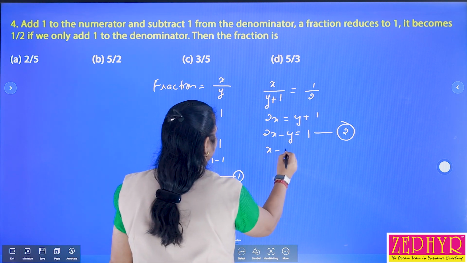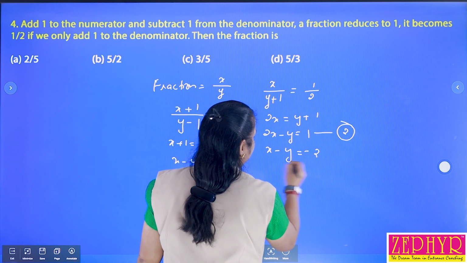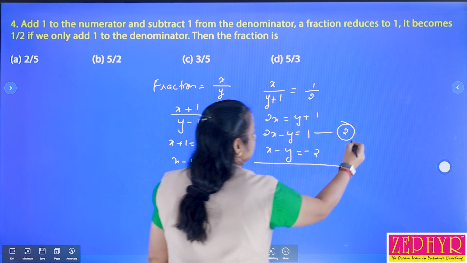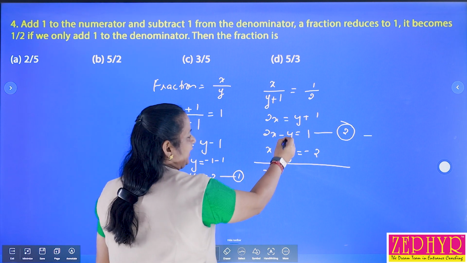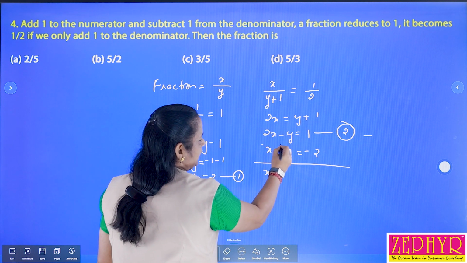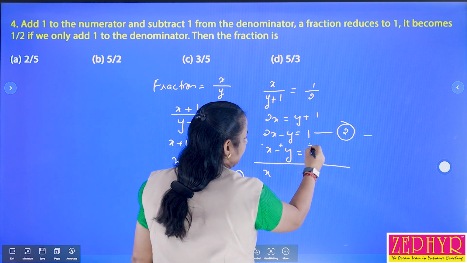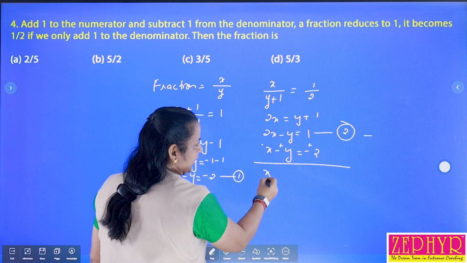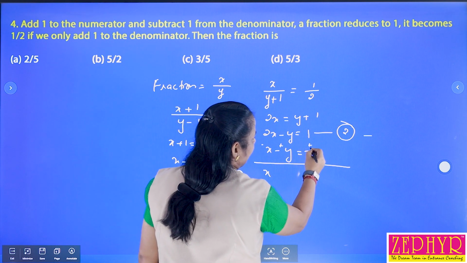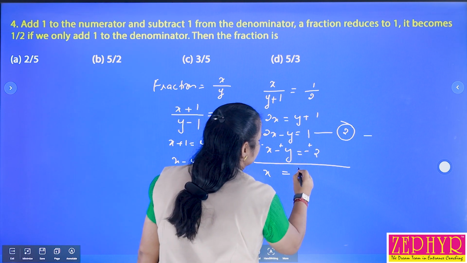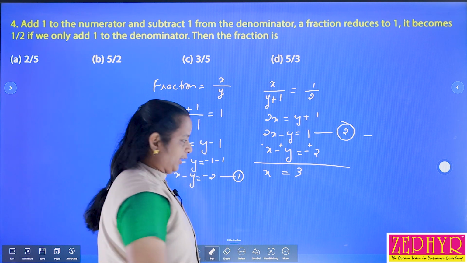Okay, take this as x minus y is equal to minus 2. Subtracting these two equations we get 2x minus x, minus y plus y. This one is minus, this one is plus and this one is again plus. So 2x minus x, minus y plus y is 0, and 1 minus minus 2 is 1 plus 2. So we get x is equal to 3.